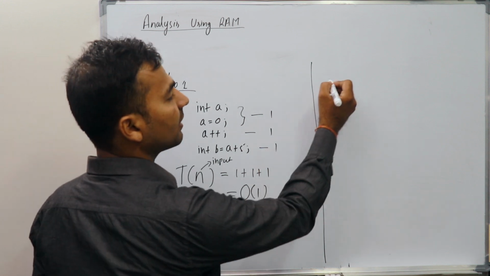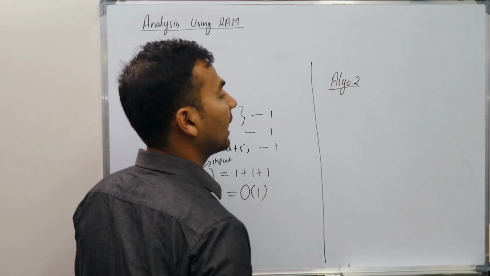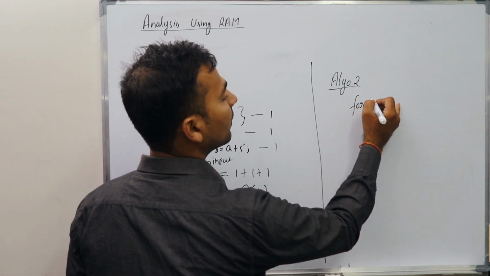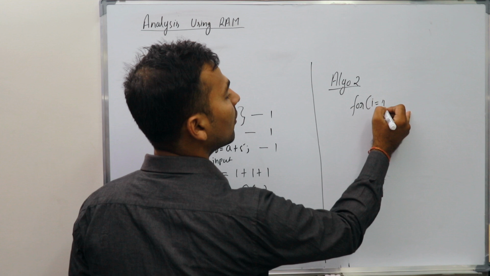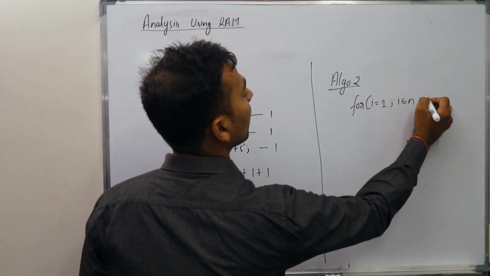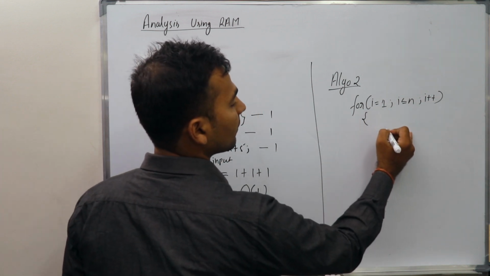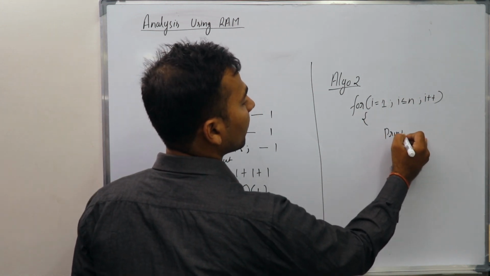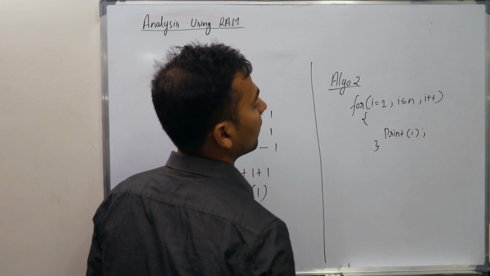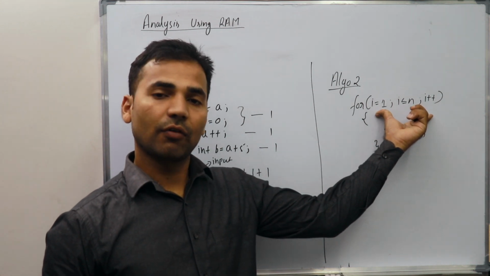Now let's say we have algorithm 2 that has some loop. Let us say it has a for loop: for i equal to 1, i less than or equal to n, i plus plus, and print i. So what are the number of primitive operations in the for loop?